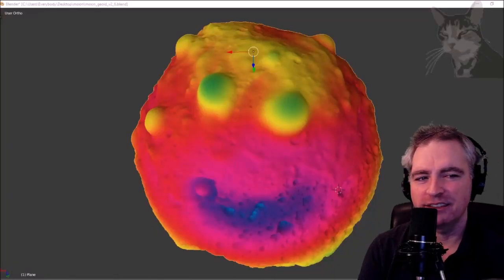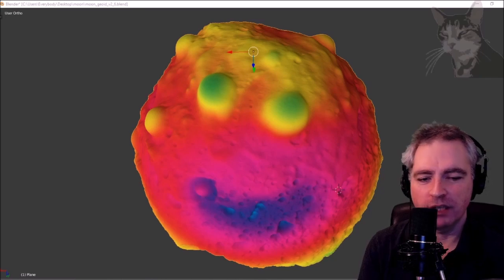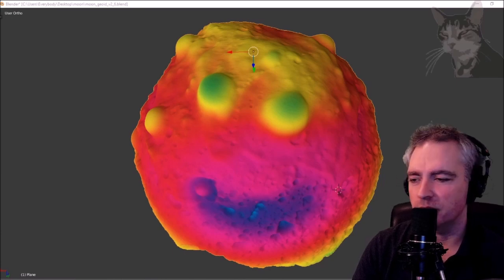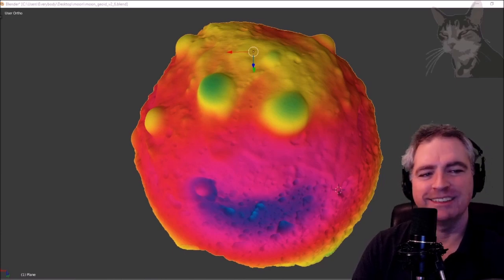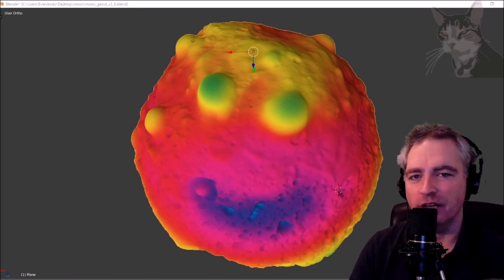What is that? Don't worry, that'll make sense at the end of the video. You'll understand it. Anyway, that's the GRGM1200A applied to a sphere. Okay, what's the GRGM1200A? It's the lunar gravity model.